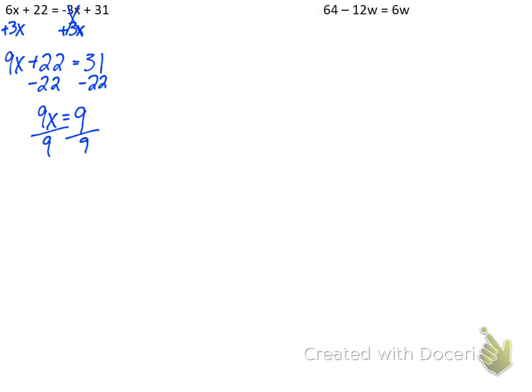Down at the bottom, again, another couple problems, pretty similar. With this first one, I can add the 3x over to the other side. I get 9x plus 22 is equal to 31. Subtract the 22 to the other side. So I get 9x is equal to 9. And I divide both sides by 9, and I get x is equal to 1.